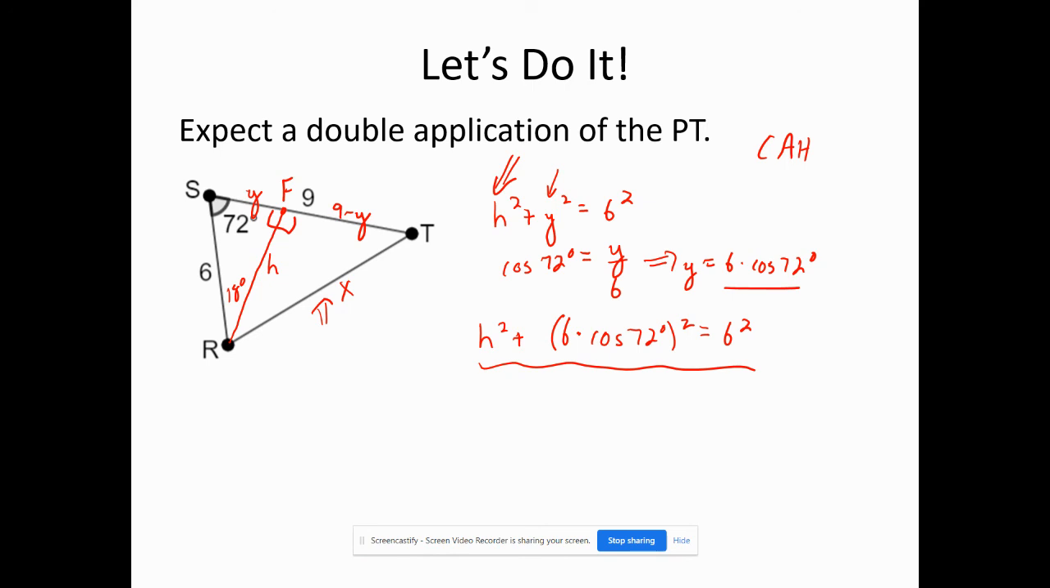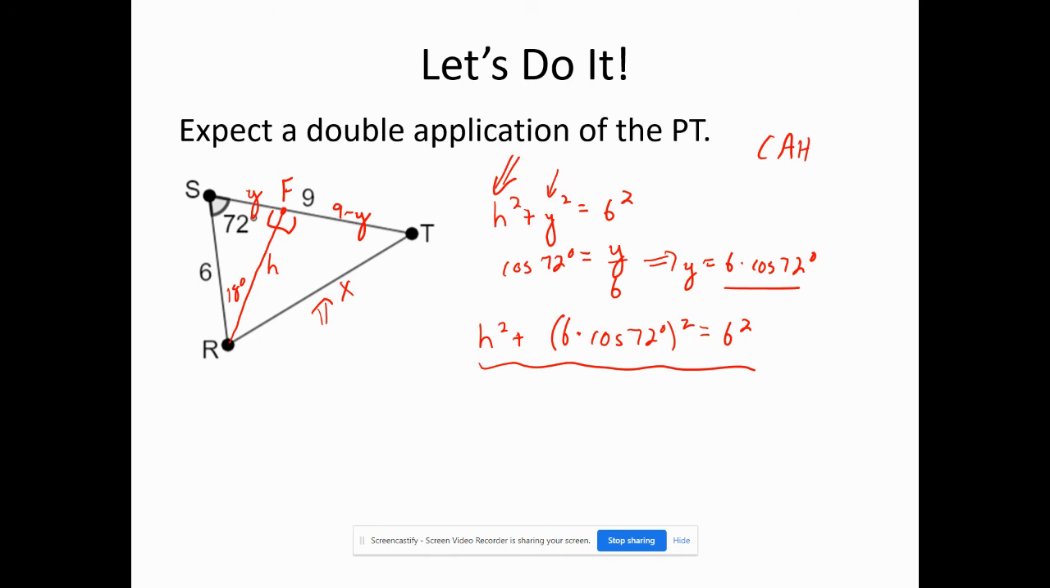Oh, okay. I could do like sine perhaps, and do like the sine of 72 is h over 6. Like, go ahead, 6 cosine 72, why don't you just solve that out to get y, and then use the Pythagorean theorem to get h? It's the same thing. I just didn't plug it into a calculator. My tendency is to wait until the very end to plug anything into a calculator.